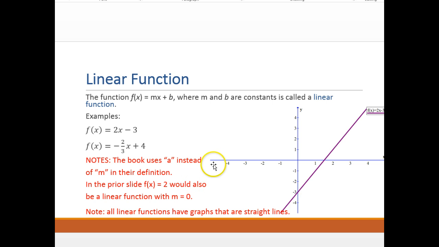Now please note the book uses a instead of m in the definition. And in the prior slide we looked at f of x equals 2. This would also be considered a linear function, just in this case your m would be 0. Please realize also that all linear functions have graphs that are straight lines, which would make sense because we saw the constant function had a graph which was a straight line also, which also meant that it was a linear function.